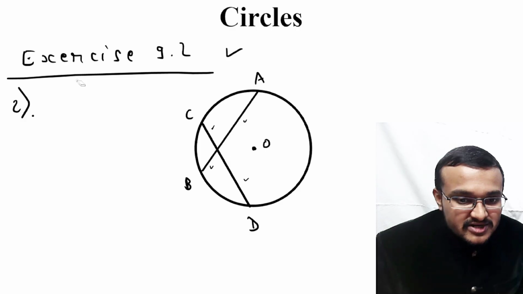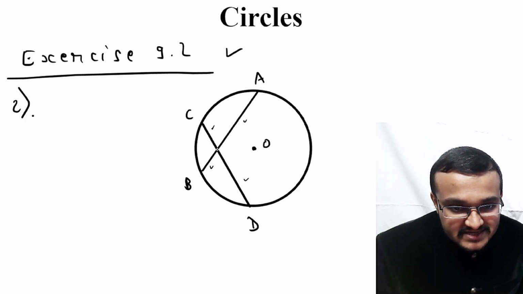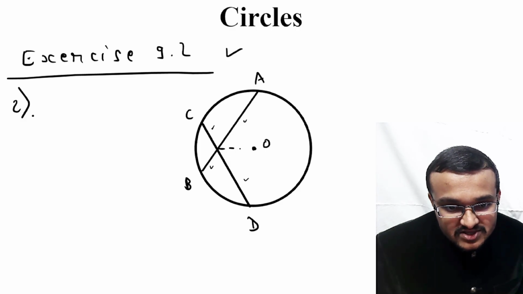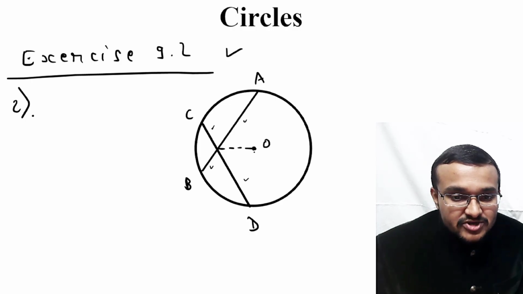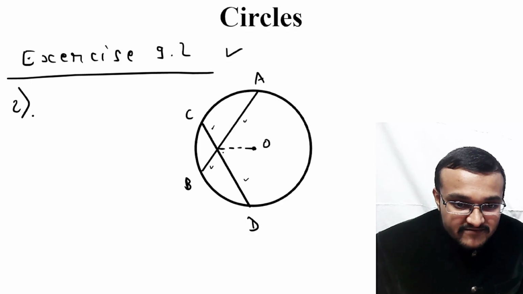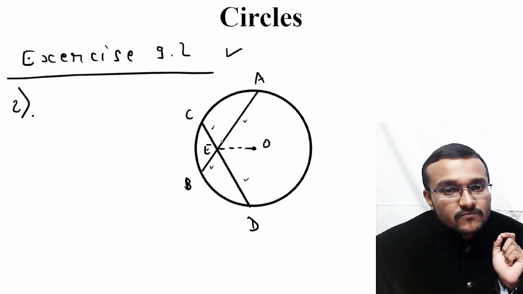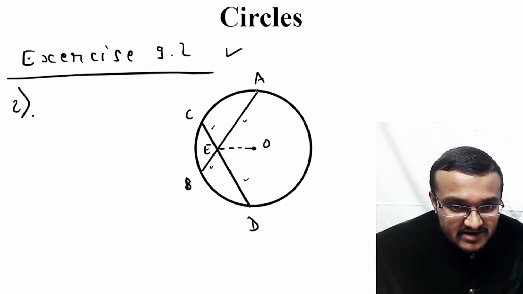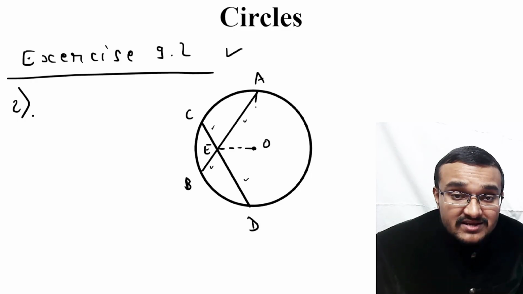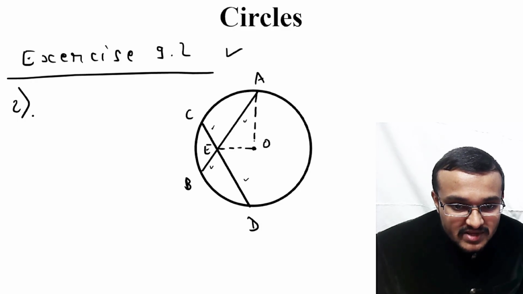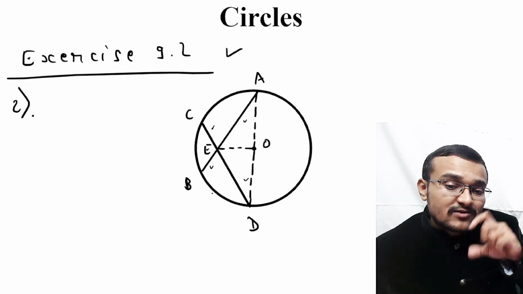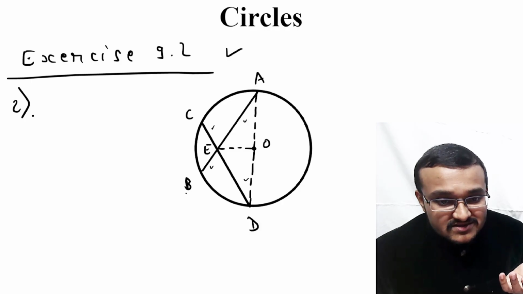In order to prove that, you can join this particular point E with the center like this. So now we have this point E and we have joined E and O. Here we will also join A and O, and we will also join O and D like this. Now OA and OD are radii of this particular circle.